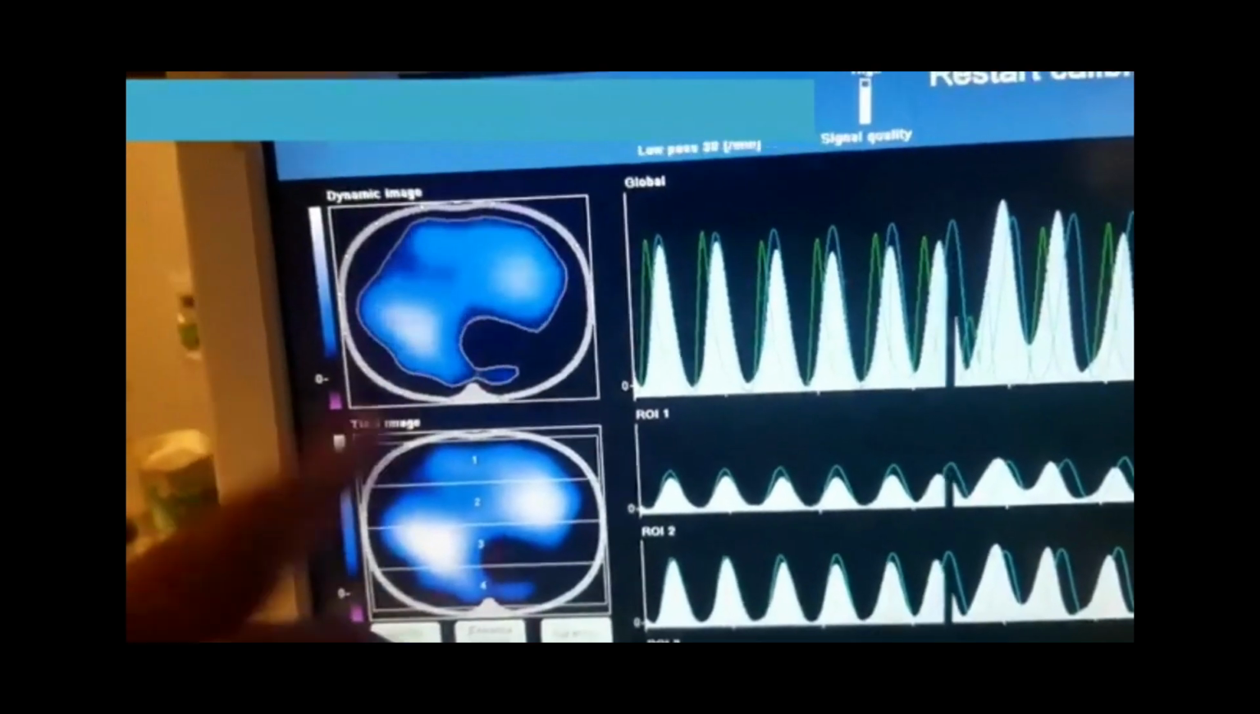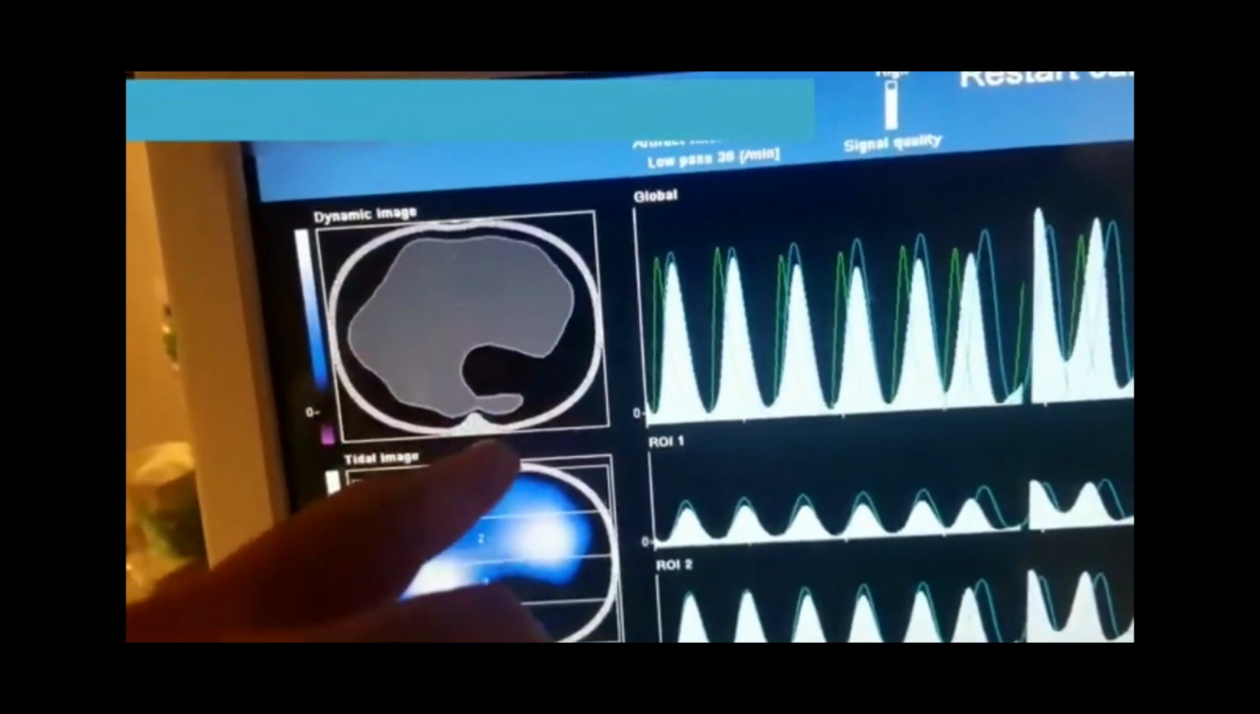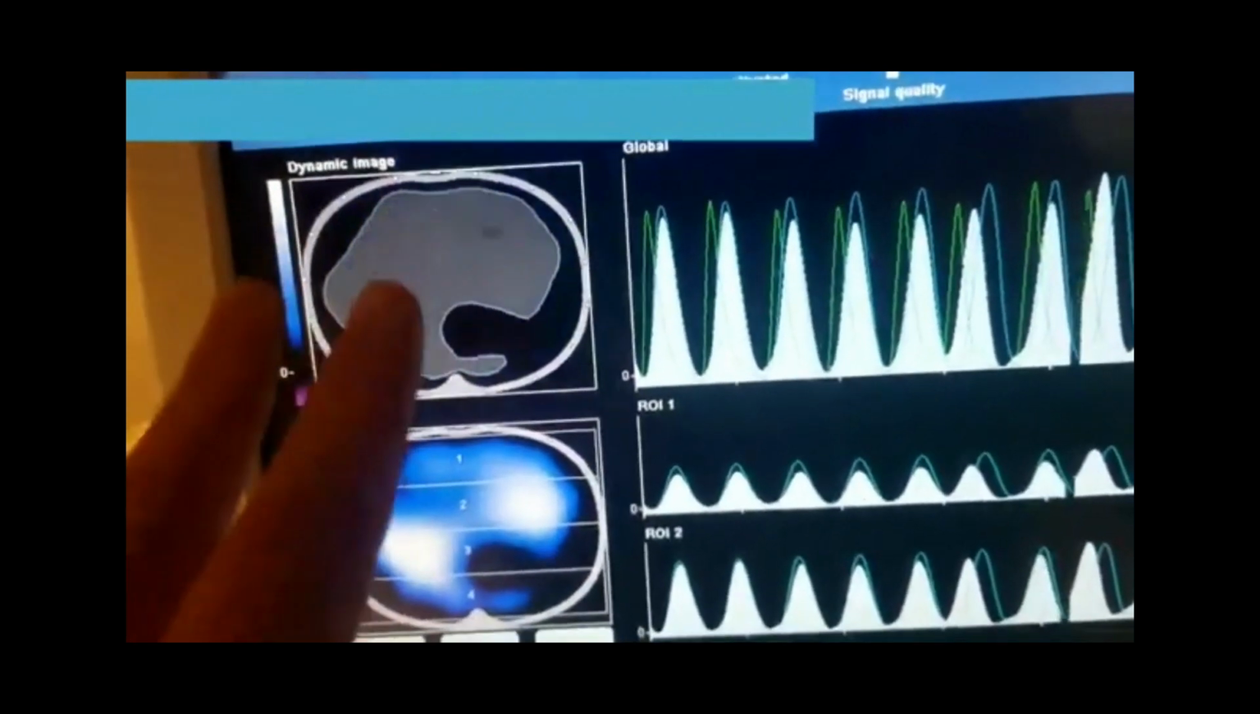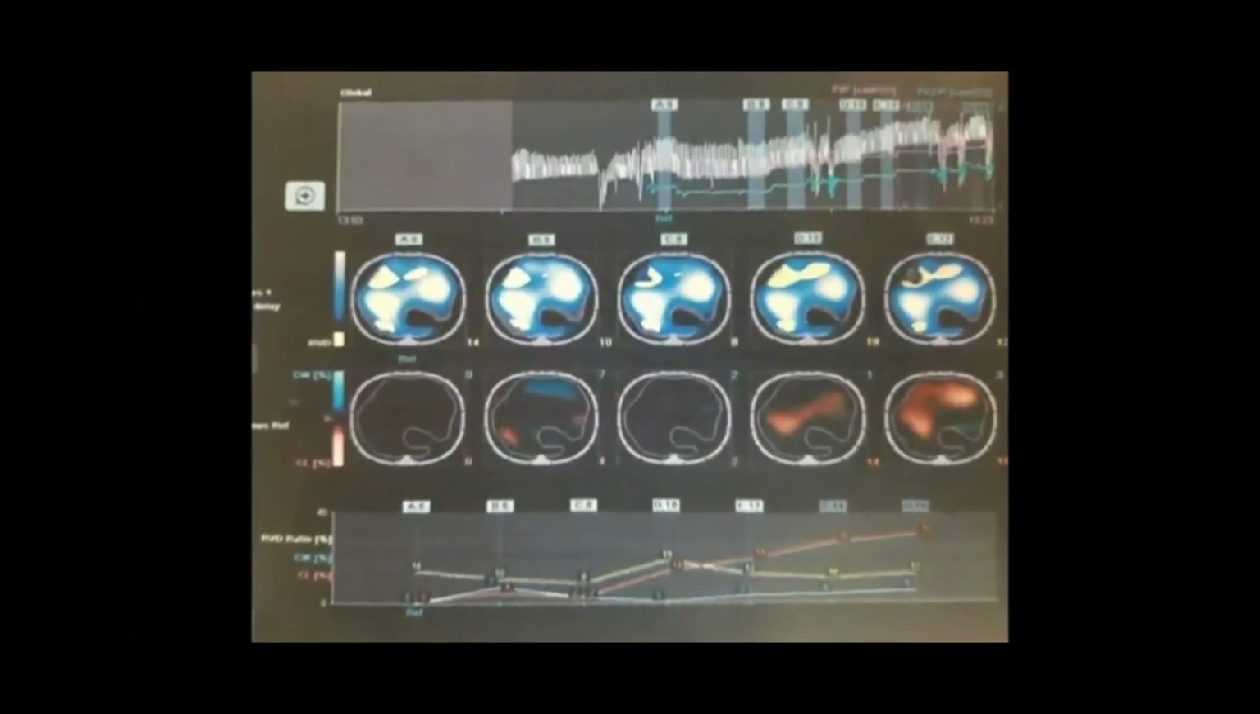So we did the PEEP, incremental PEEP study in an attempt to open up that dorsal region. Here's the actual PEEP study, and when we did from 8 to 14, on the right of your screen, you see that orange. That means over distension. So we were able to get a little bit more distribution to the dorsal area with the higher PEEPs.